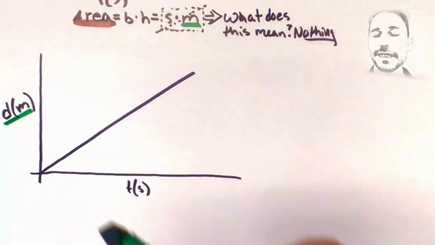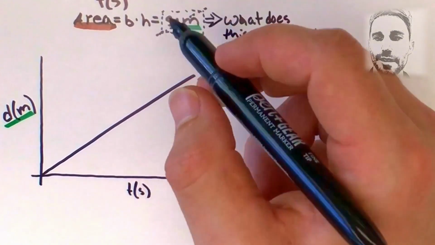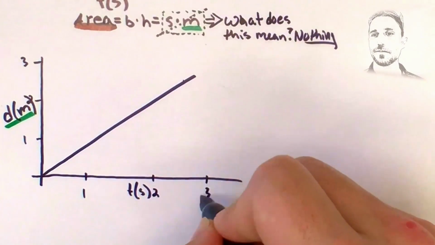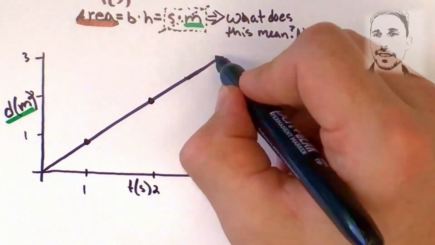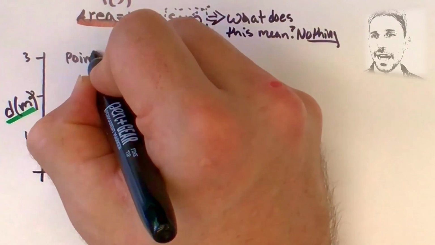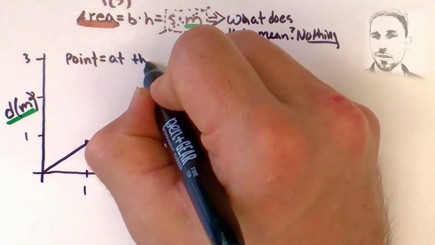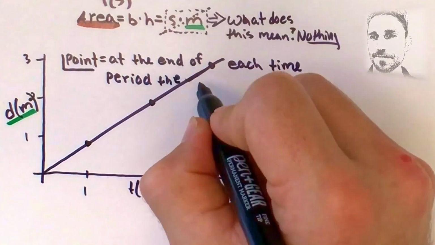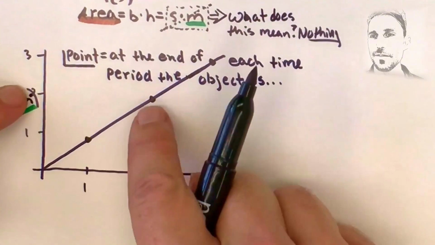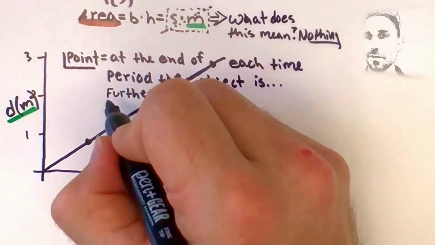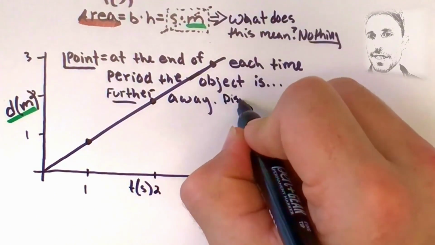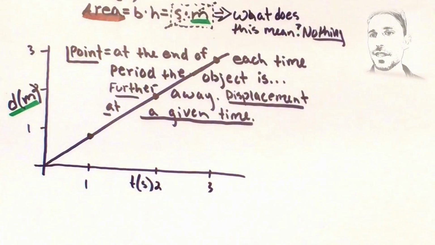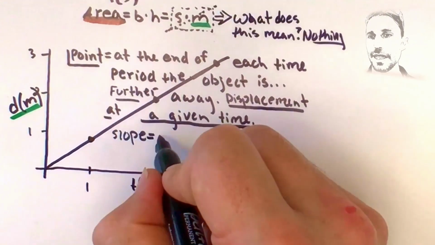Again, we're looking at the point, the slope, and the area underneath. Those are our key features here. And we'll put some units on there. So 3 seconds, and then we'll say it moves 3 meters, and now it's not horizontal. So what do these points represent? At the end of each time period, the object is, what's it doing? It's getting a little bit further away, right? At the end of 1 second, it's 1 meter. End of 2 seconds, it's 2 meters. End of 3 seconds, it's 3 meters away. So the point is the displacement at a given time.